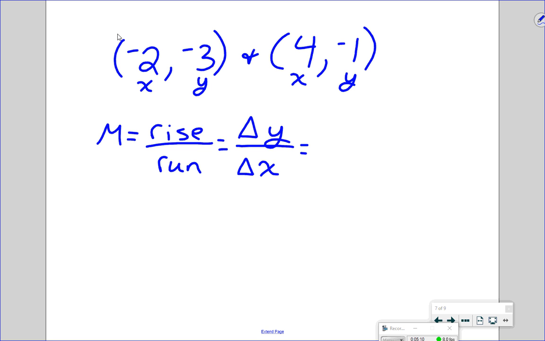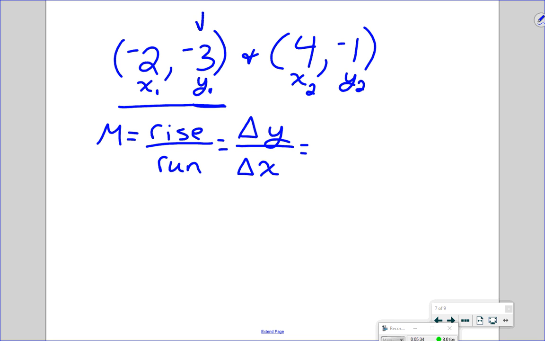So we're going to pick one point to be our first point. It doesn't matter. If I want this to be my first point, I'll label them with a little 1. So that's my first x and my first y, and I'll label these with a little 2. That's my second x and y, just so I know which ones to start with. So I'm going to say delta y is my difference in y's.